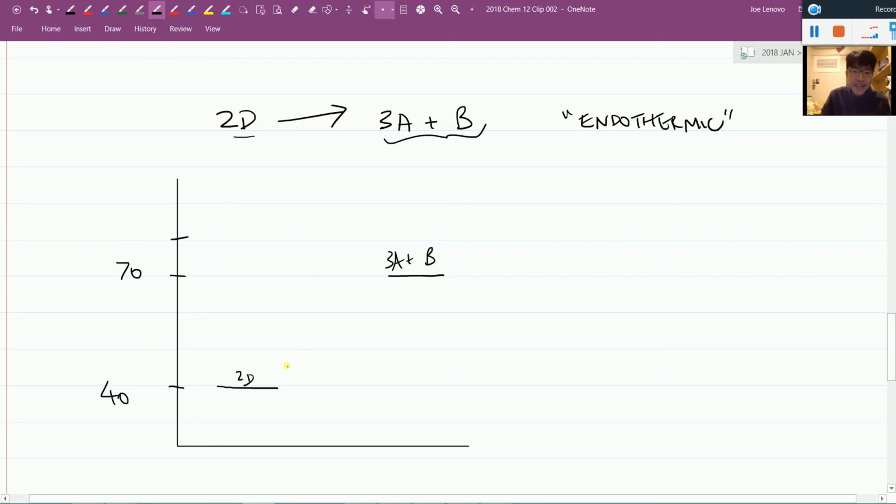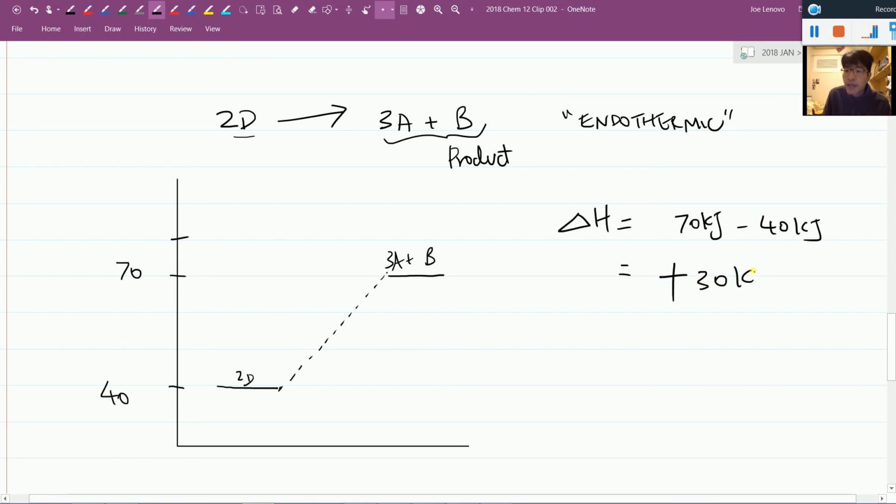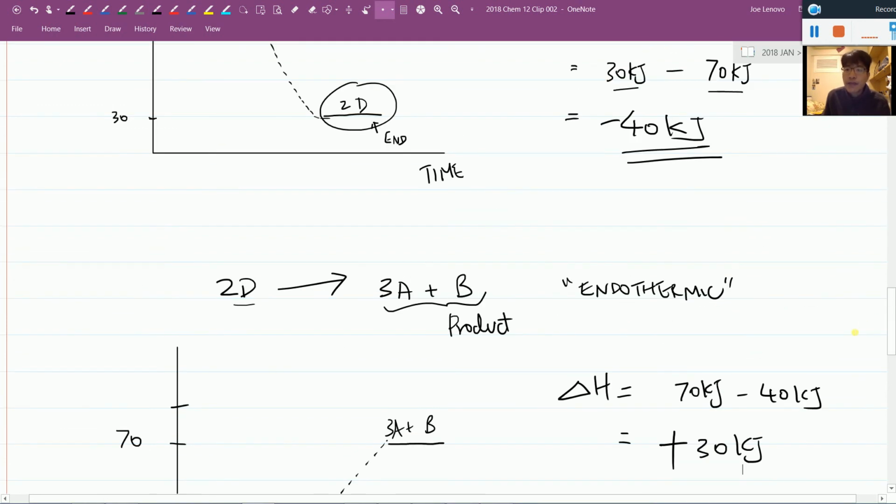Sorry, my mind's not running properly just then. Then the whole reaction moves up. So if I asked you to write down the delta H, the same equation applies, I will use the product. But this time the product is on the right hand side, which is 70 kilojoules, take away 40 kilojoules. And what would be the delta H? The delta H would be a positive number, 30 kilojoules. Right? Compare with the one above.